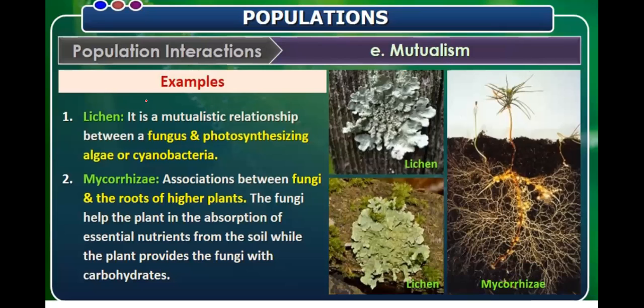In mutualism, what are the examples of mutualism? Lichen. It is a mutualistic relationship between a fungus and photosynthesizing algae or cyanobacteria. So this is lichen. What is mycorrhiza? Mycorrhiza is an association between fungi and the roots of higher plants. The fungi help the plant in the absorption of essential nutrients from the soil, while the plant provides the fungi with carbohydrates.